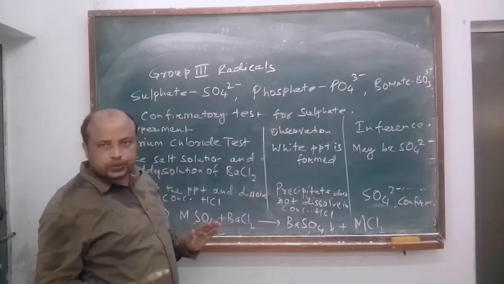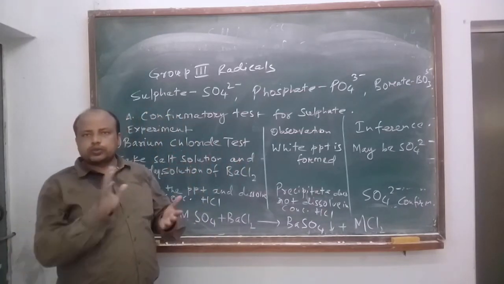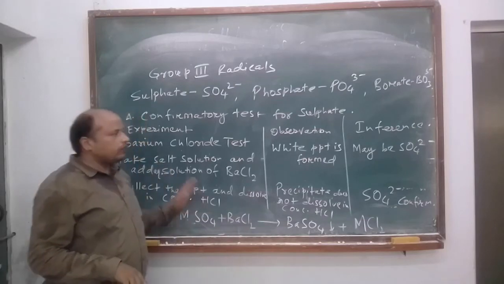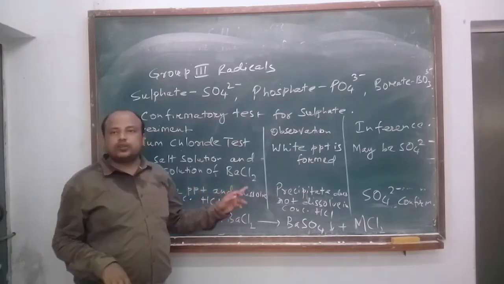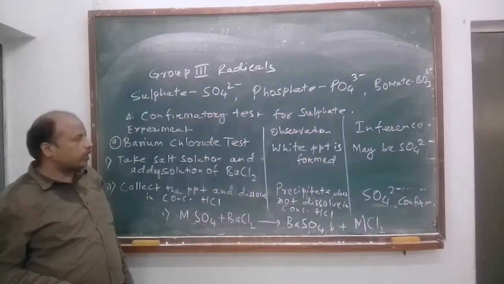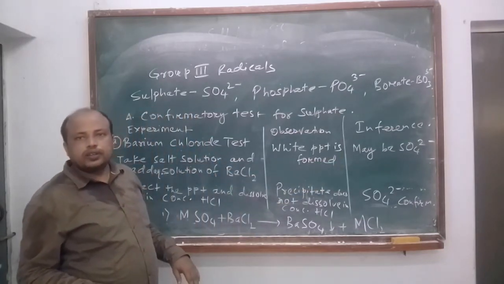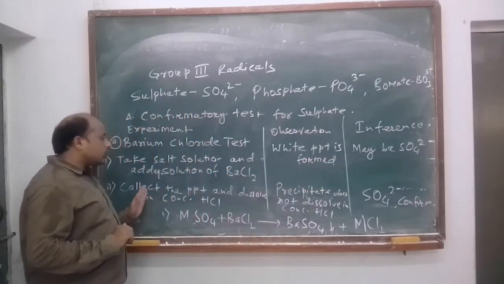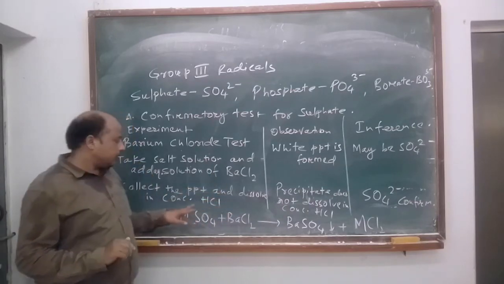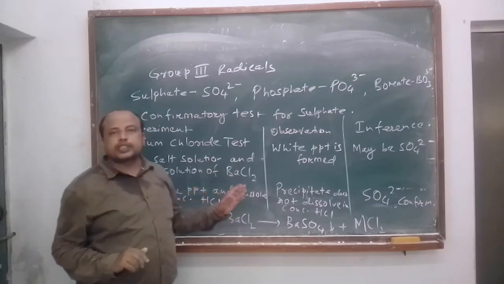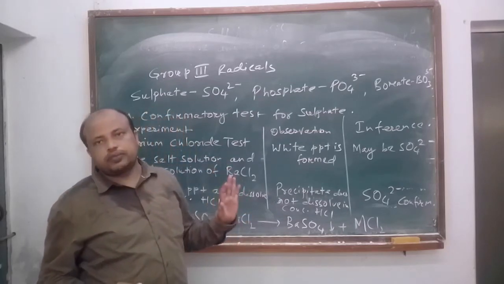So at first, one by one, we have to test. Now we first test for sulfate. What we have to do? We have to take the salt solution of the given salt sample and add to it an aqueous solution of barium chloride. If a white precipitate is obtained, it may be sulfate. Now that white precipitate is collected and treated with concentrated HCl. If the precipitate which we have collected does not dissolve, then sulfate is confirmed.